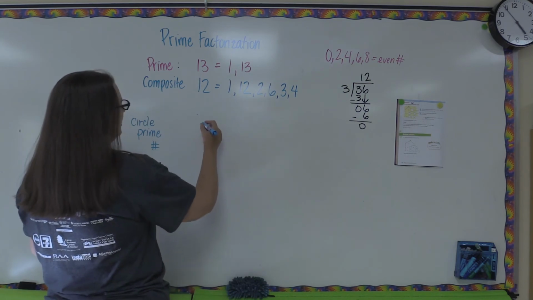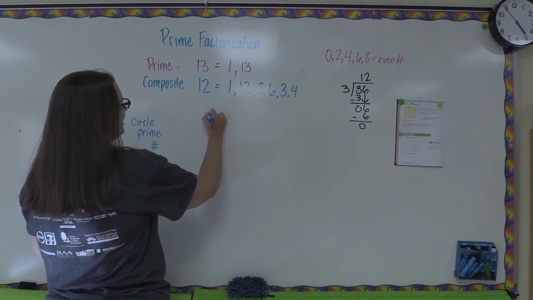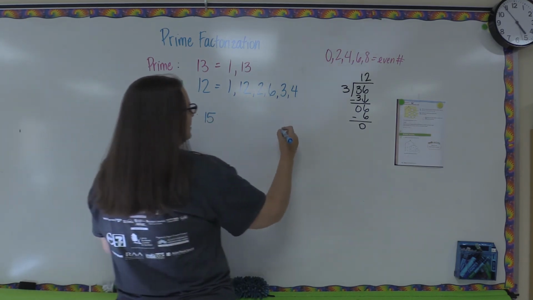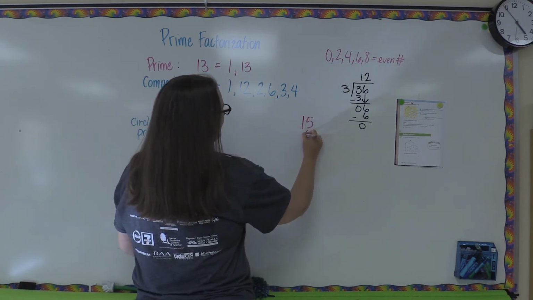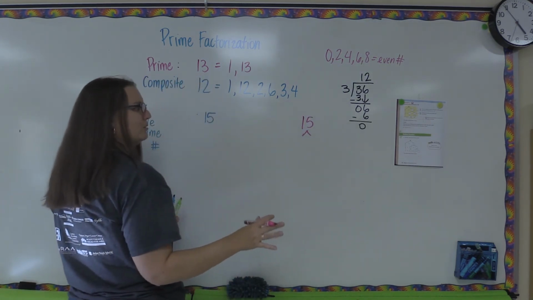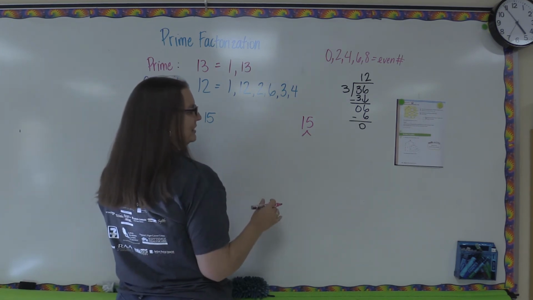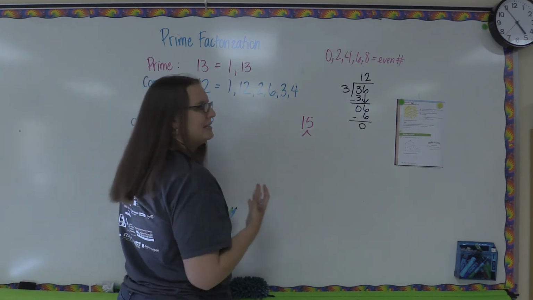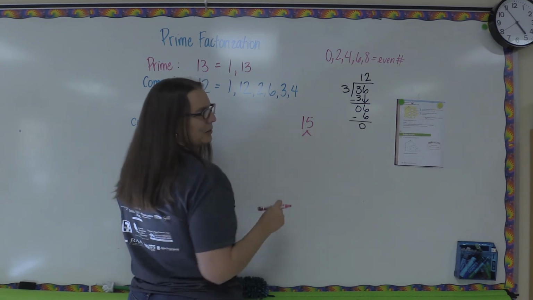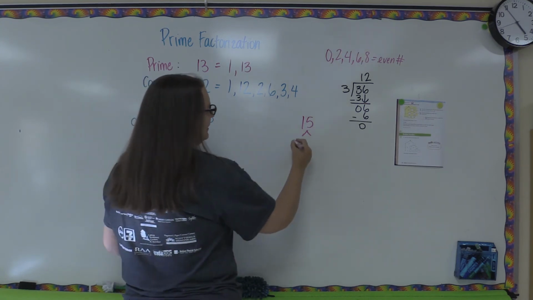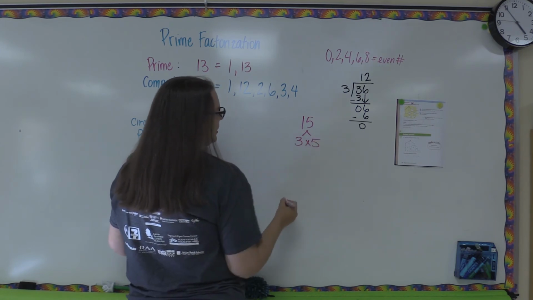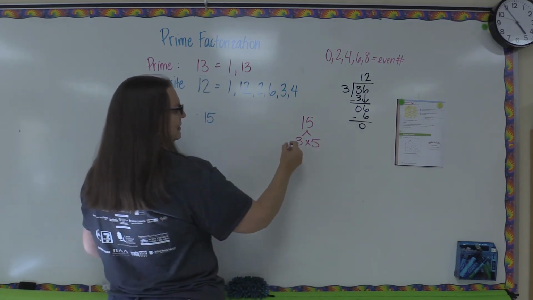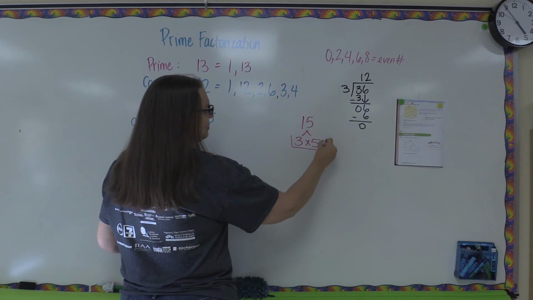Let's say 15. Okay, first off, let's do the book way. Let's do the way that they showed us. Okay, so we're gonna start with what 2 factors can we use to multiply to make 15? Well, my go-to is the even number, but that's not an even number. So I'm gonna try 3. 15 can be made by multiplying 3 times 5. Well, look at this. They're already done. Those are both prime numbers.